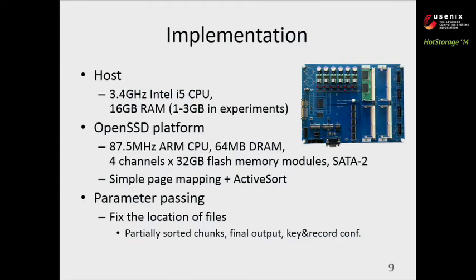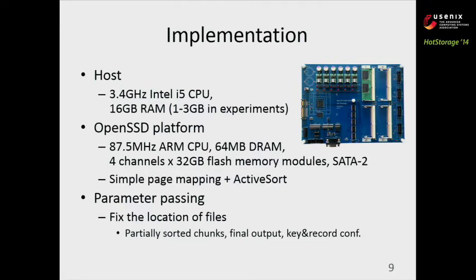For the experiment, we used a host machine equipped with an Intel CPU and 16 GB RAM. The actual user memory was restricted from 1 GB to 3 GB by a boot option. For the implementation of active sort, we used the OpenSSD platform, which provides an open source environment for SSD firmware development. It consists of an ARM CPU, 64 MB RAM, and 4 flash memory modules. This platform supports SATA connectivity, and we modified the simple page mapping FTL to support active sort.